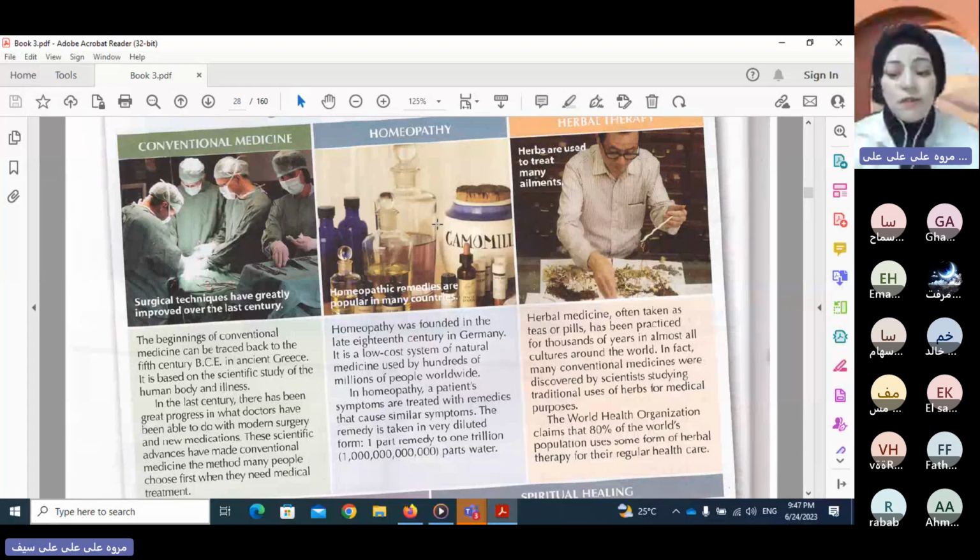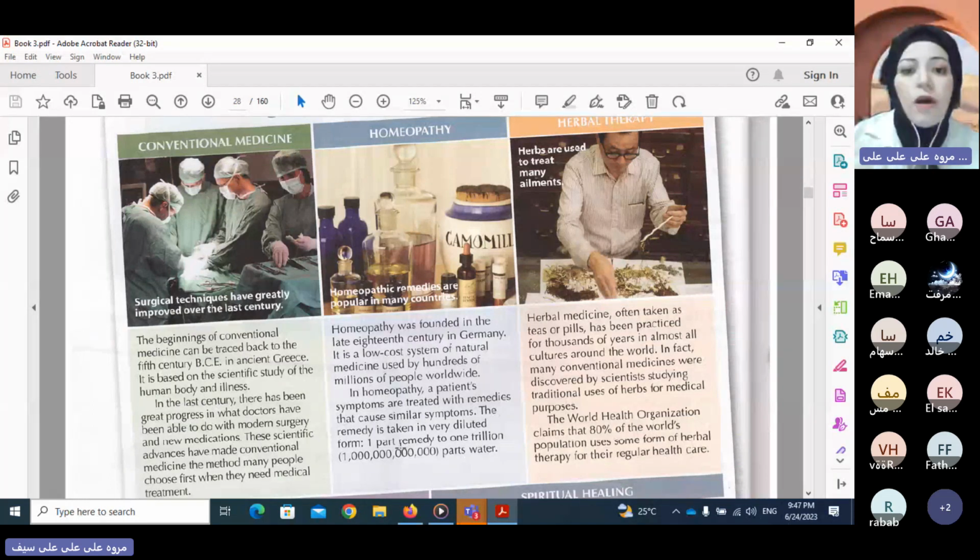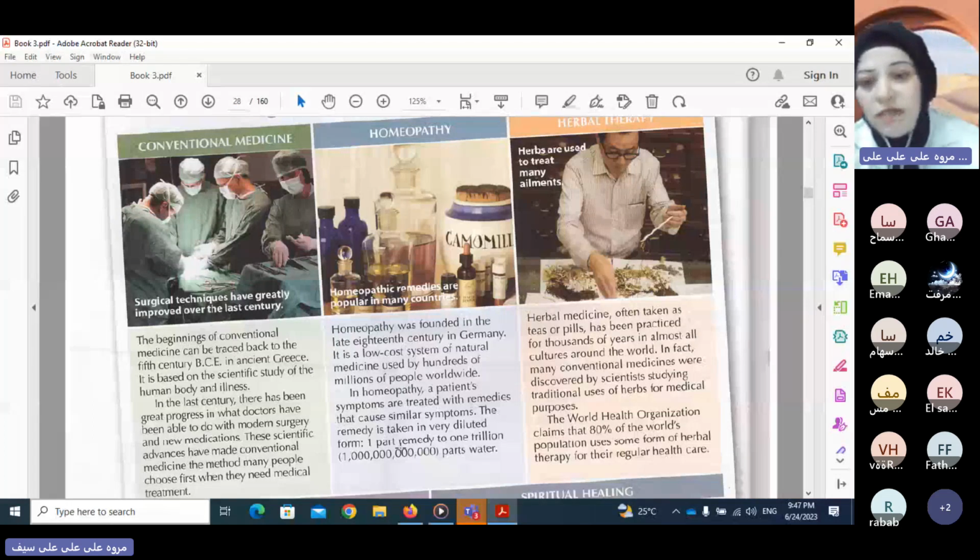They use natural substances or material, and they use it in a diluted form. Look at this word, diluted, very diluted form. So one part remedy to 1 trillion parts water, they dilute it. Okay, but it's again in the form of chemicals, but it comes from nature. Okay, but not herbs, not even herbs.